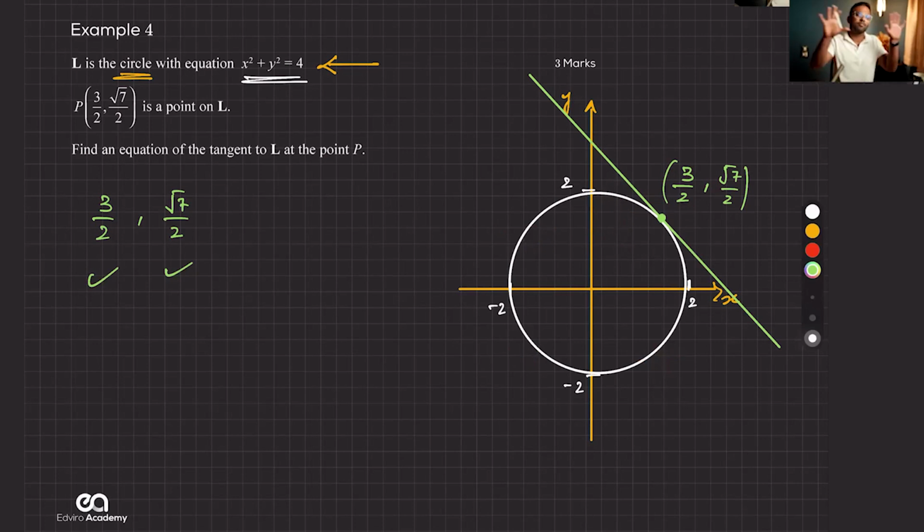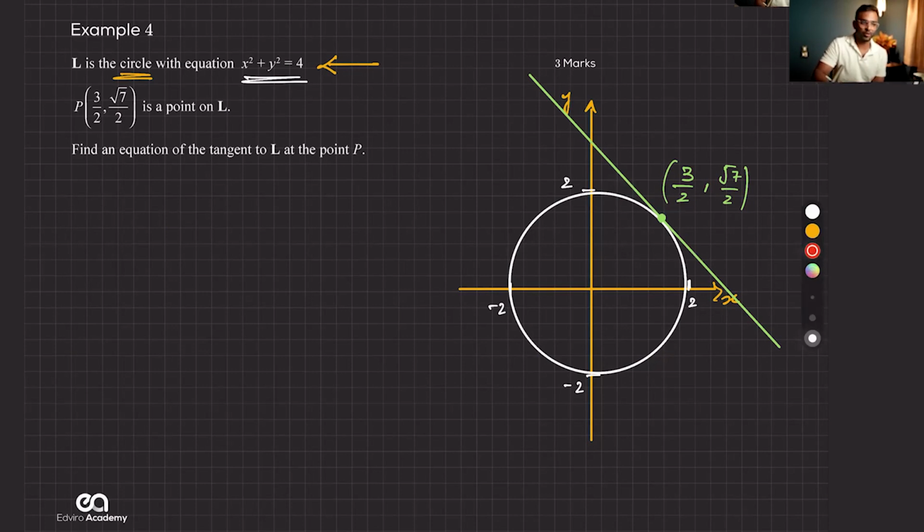So this diagram is not to requirement. It doesn't really matter where you put it, because they're not asking you to sketch anything. So wherever you put it, it doesn't really matter. Find the equation of a tangent. So we've got to find the equation of this tangent.